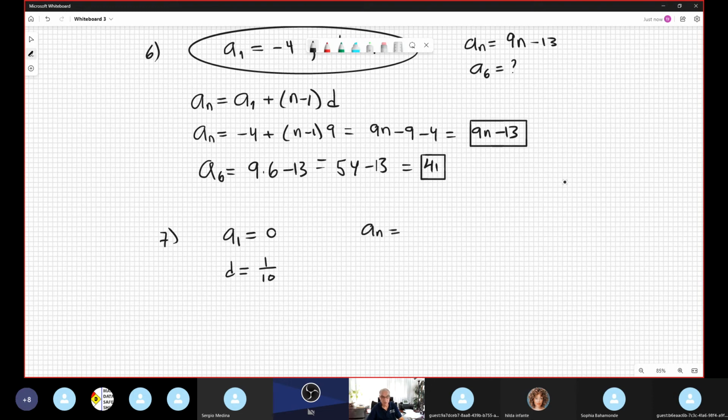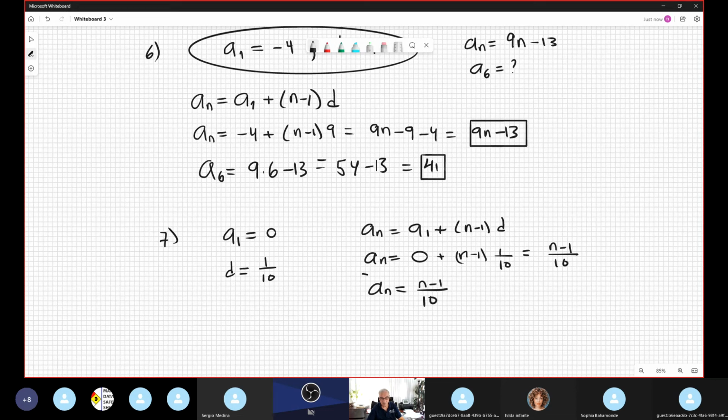A sub n is equal to A1 plus n minus 1 times d. But in our example, A1 is 0, nothing here. n minus 1 multiplied by 1/10. If you want to write it more understandably, it is n minus 1 divided by 10. So now the explicit formula is n minus 1 divided by 10.